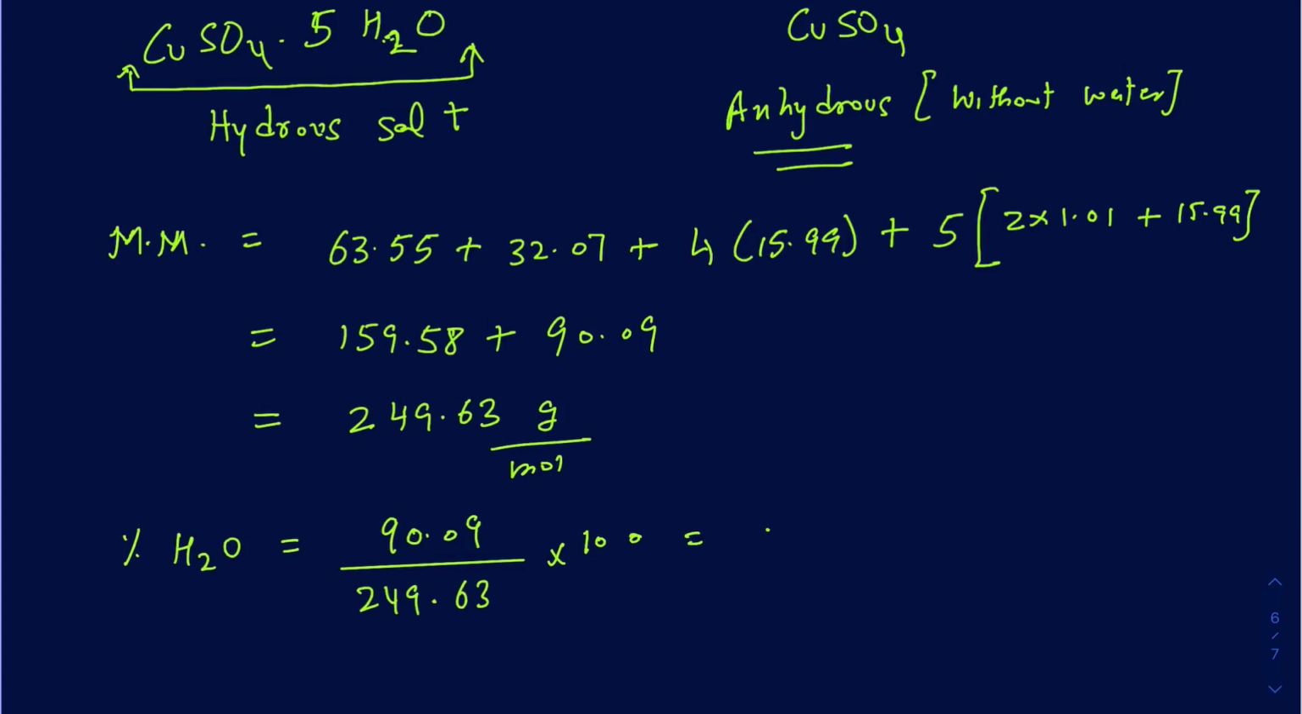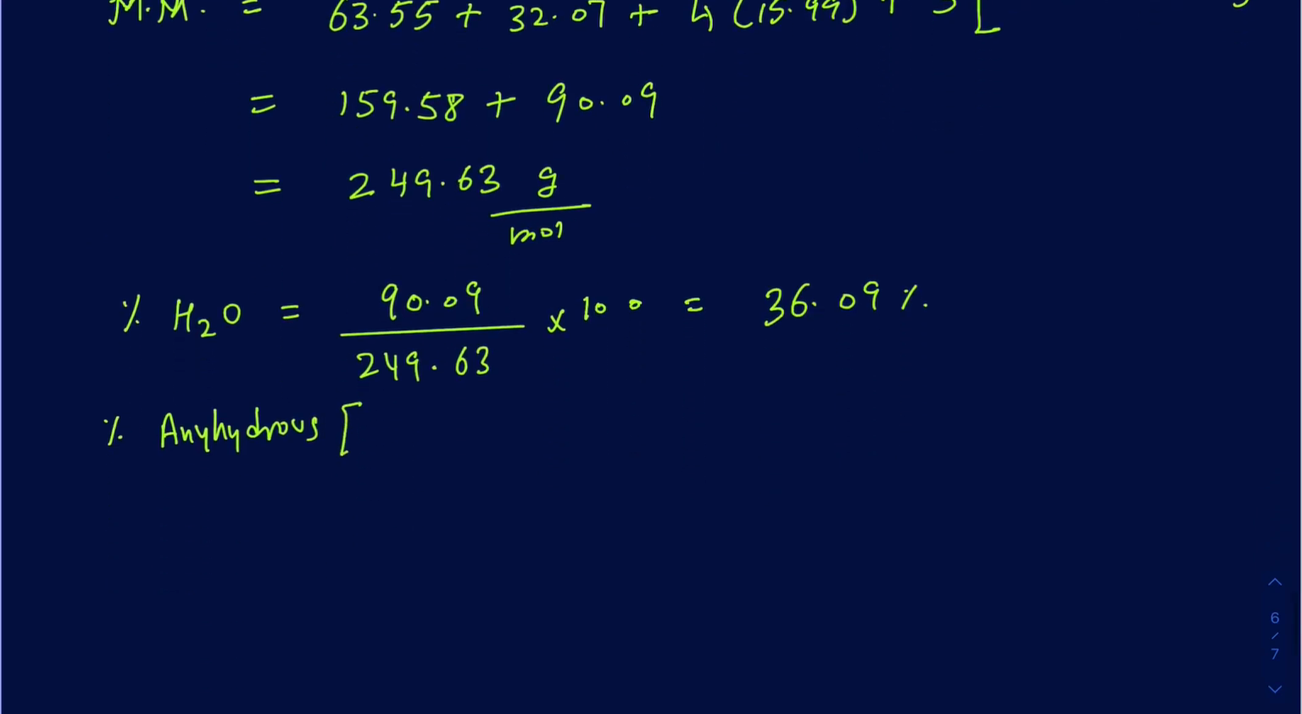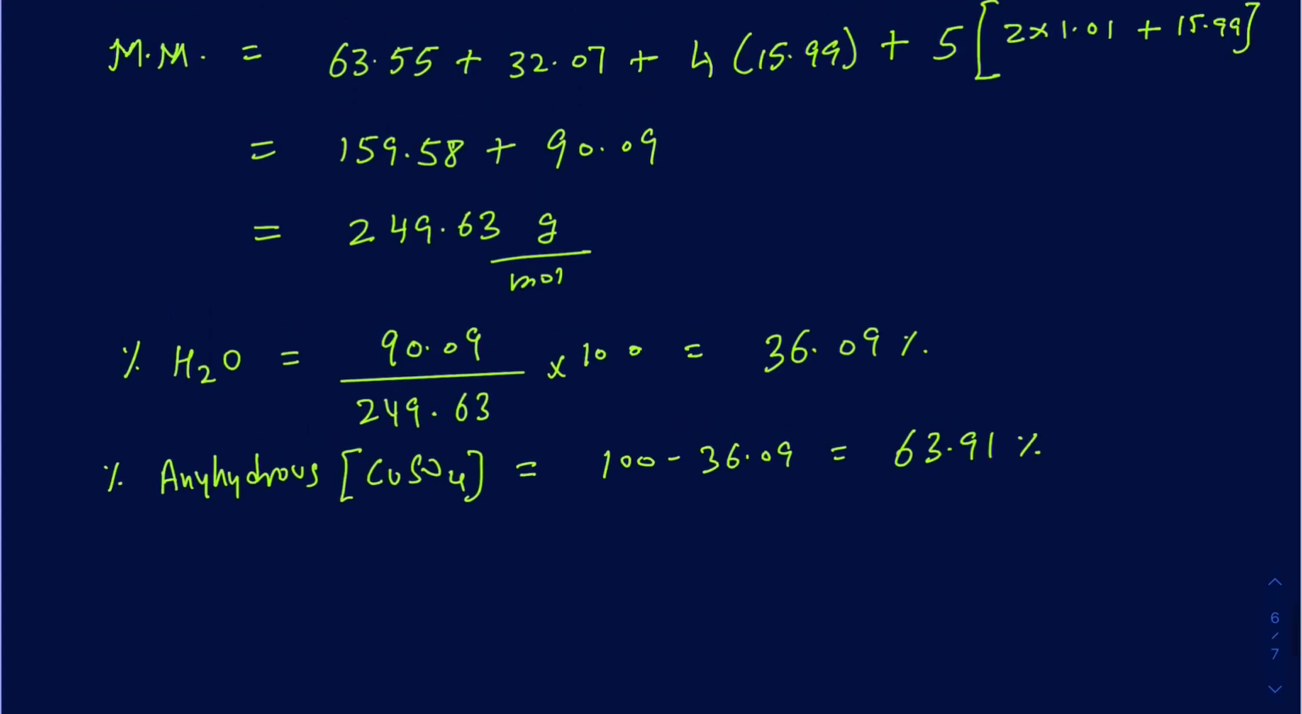Okay, so it comes out to be 36.09% here. So what's going to be the mass percent of anhydrous salt? You could say anhydrous, or you could even just say the percent of copper sulfate in there. So I can literally just do 100 minus 36.09, because we already know one part, and it's going to be easier to calculate the other part here. So it's going to be 63.91%.